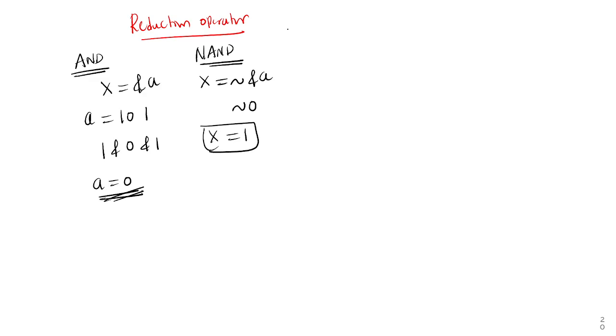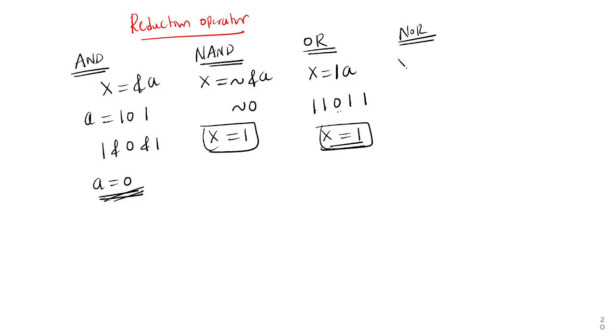Reduction NAND. And similarly reduction OR. Reduction OR means x equal to this symbol and a. So that means 1 OR 0 OR 1. 1 OR 0 is 1, 1 OR 1 is 1, so you are getting x equal to 1. Reduction NOR is represented like this: NOT of OR of a. Anyway you got the OR result, which is 1, so NOT of 1 gives x equal to 0.